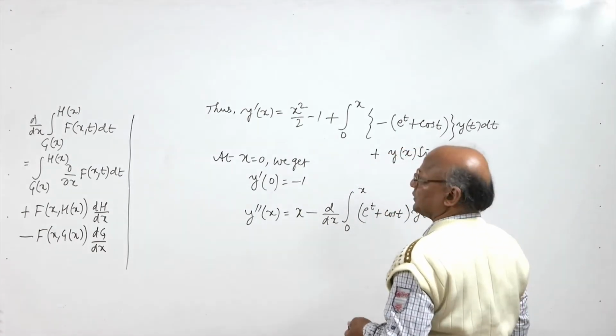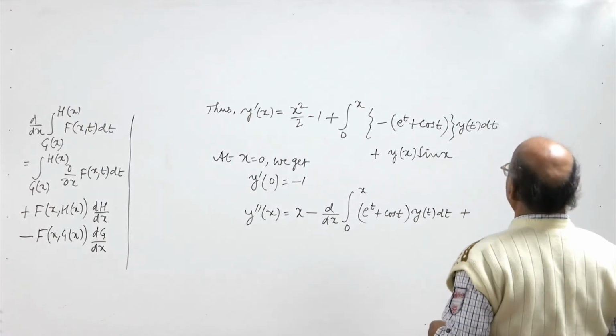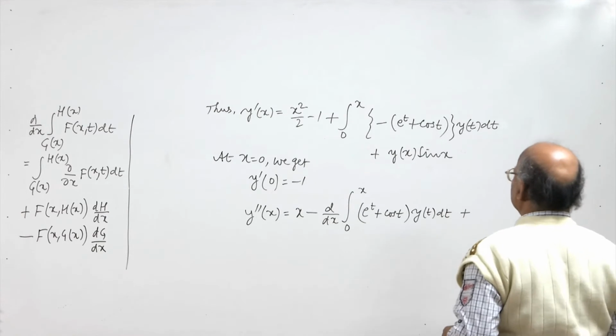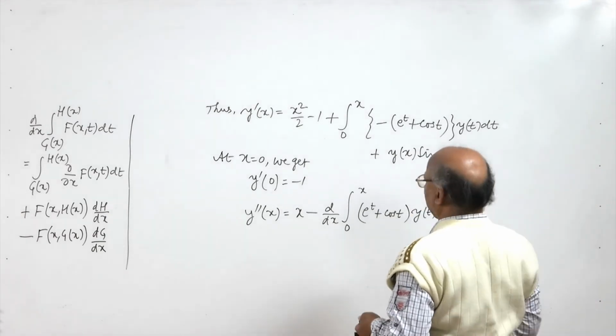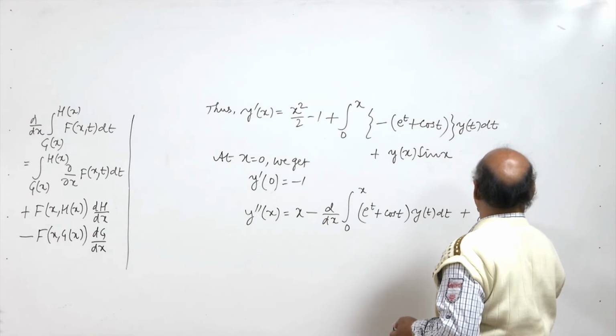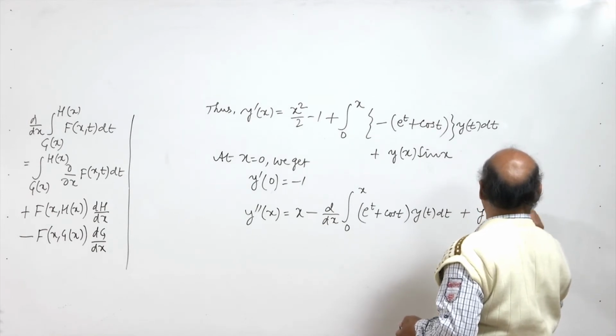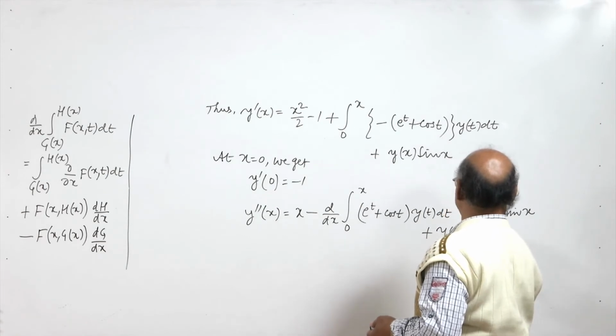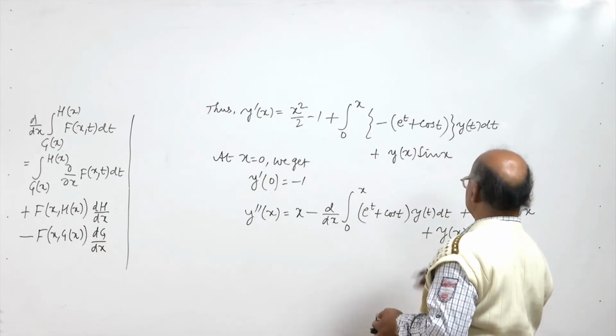plus derivative of y x into sin x with respect to x. So we can apply here the formula for the derivative of product of two functions. So we shall have y dash x into sin x plus y x into derivative of sin x, which is cos x.